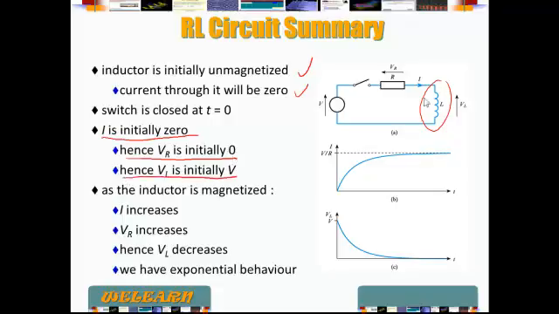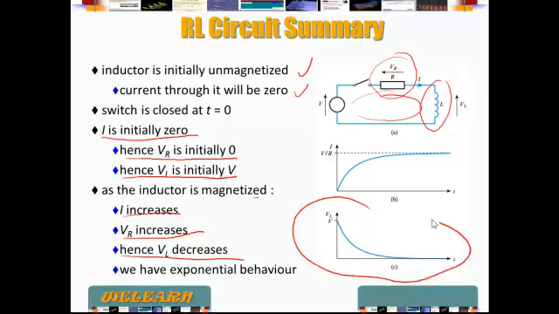If you consider that loop, if the voltage across the resistance is zero, the voltage across the inductor is the same as the voltage across the source. As the inductor is magnetized, I is going to increase, VR is going to increase, and VL is going to decrease accordingly. And we are going to have this behavior for VL and this behavior for the current I.